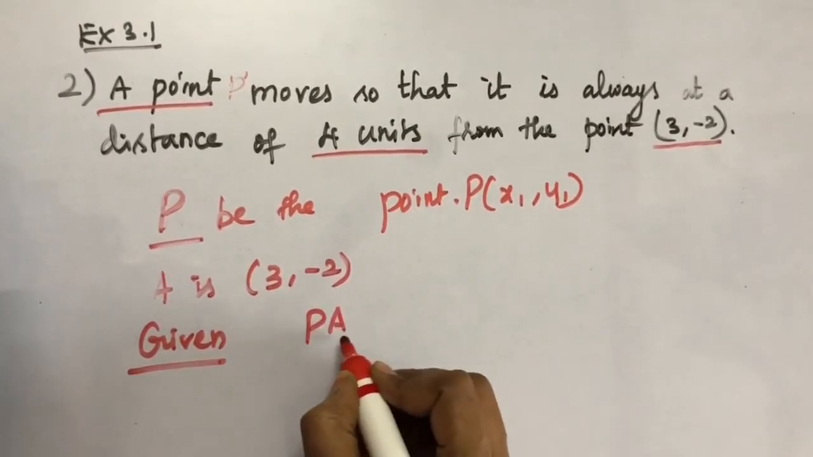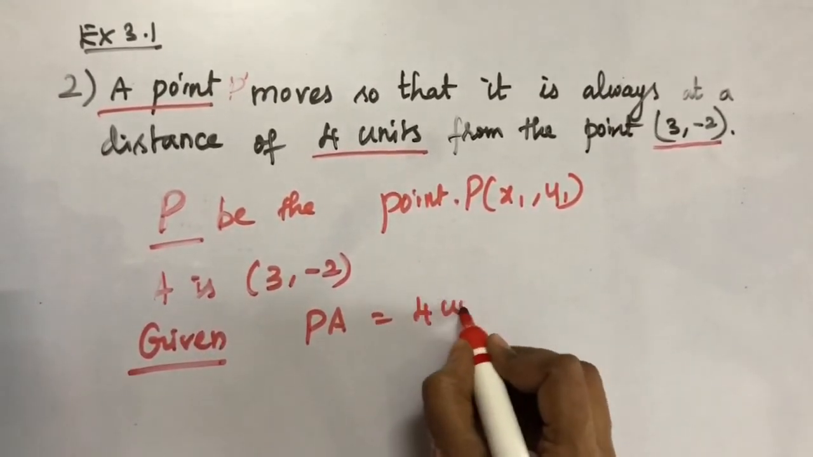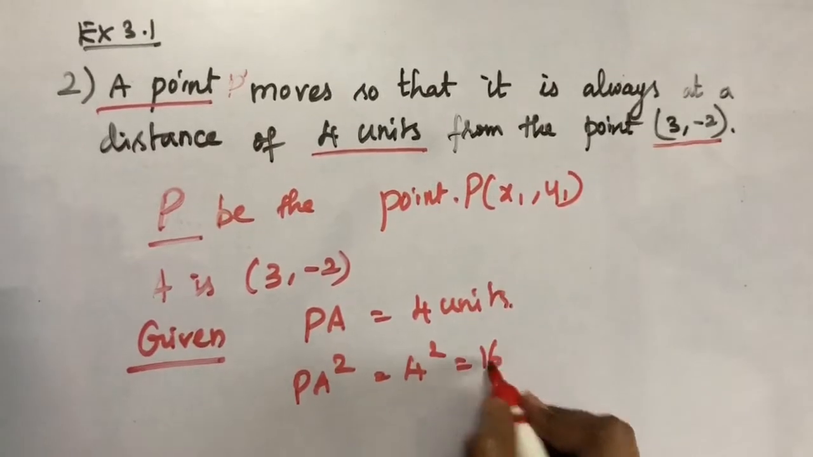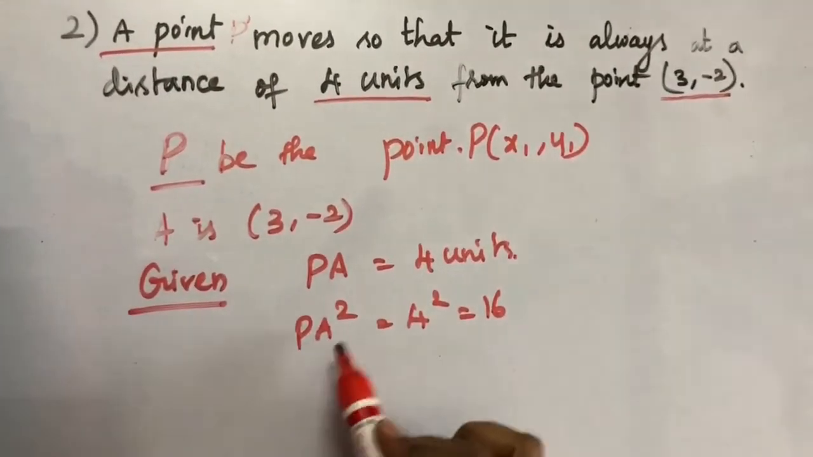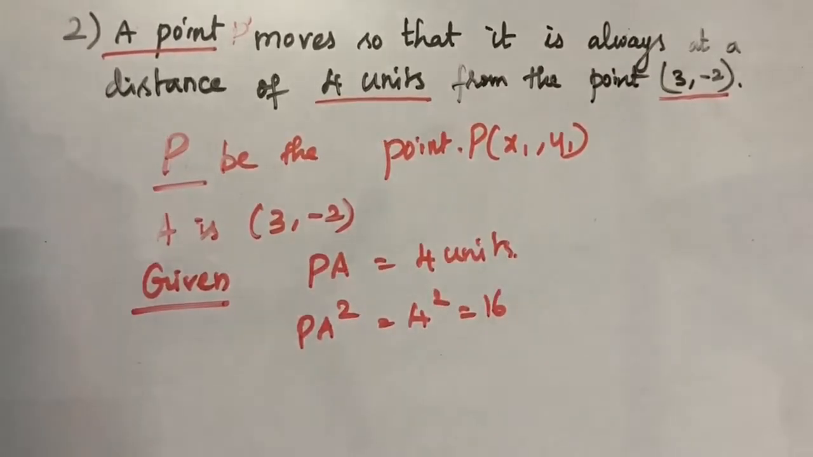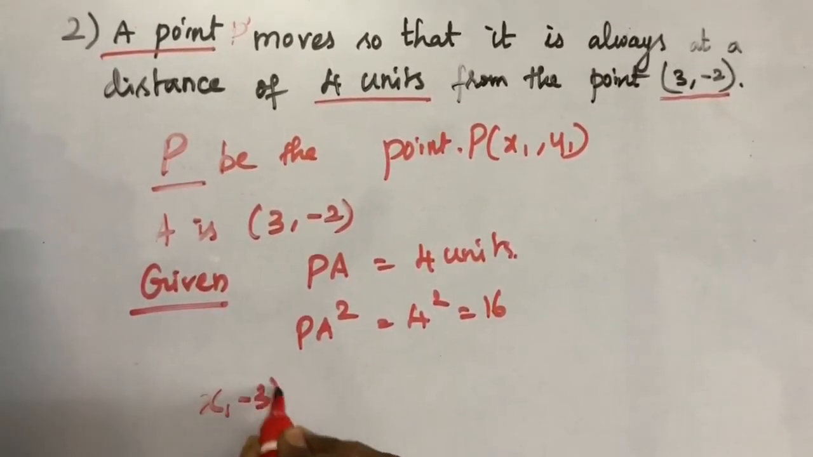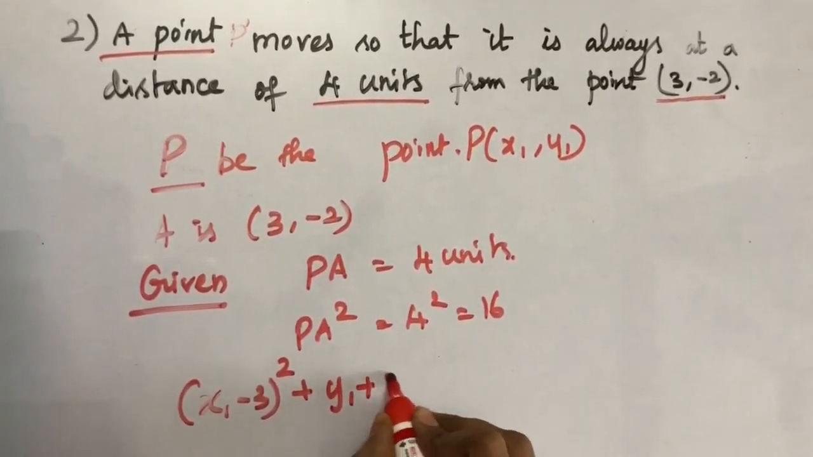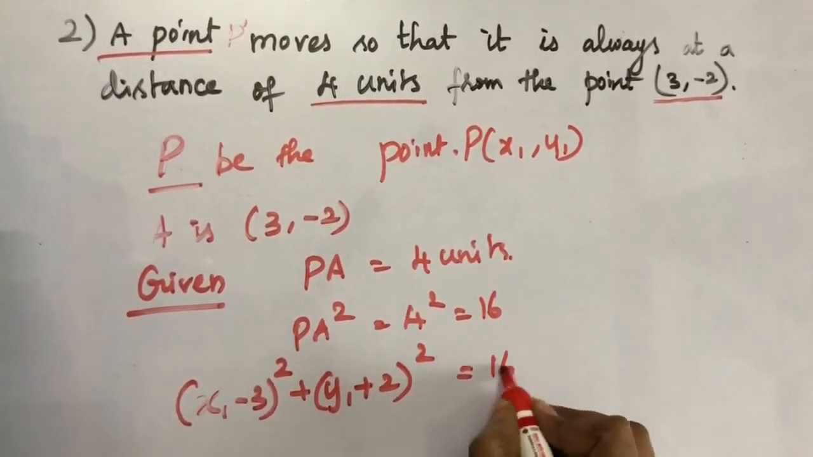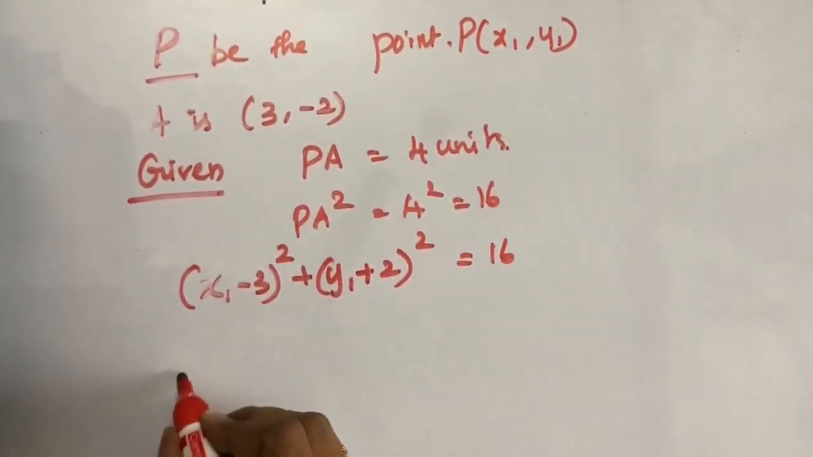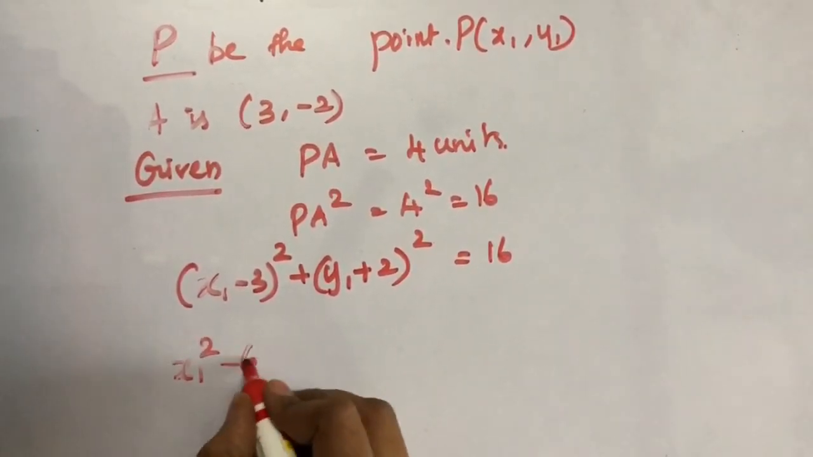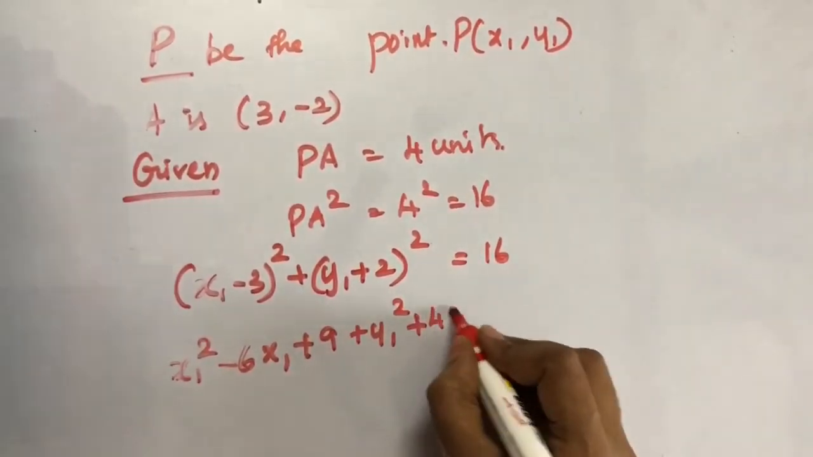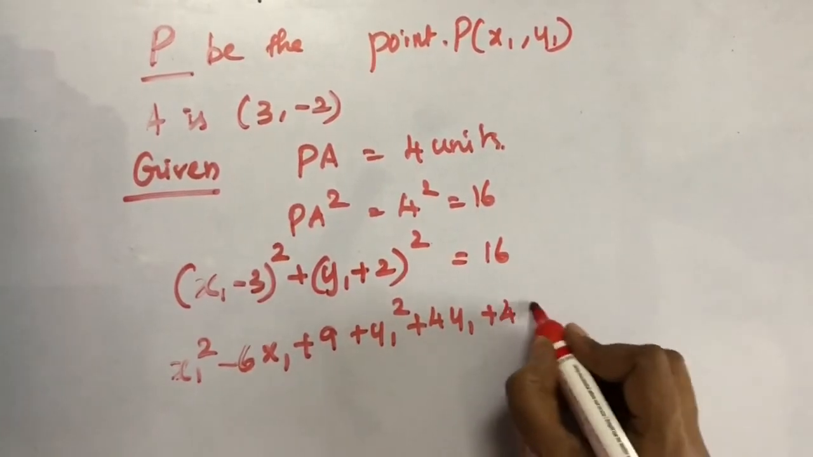PA, the distance between A and P, is equal to 4 units. So PA square is equal to 4 square, that is 16. What is PA? PA is the distance between (x1, y1) and (3, -2). So (x1 - 3) the whole square plus (y1 - (-2)), so plus 2, the whole square is equal to 16. While expanding, x1 square minus 6x1 plus 9 plus y1 square plus 4y1 plus 4 is equal to 16.